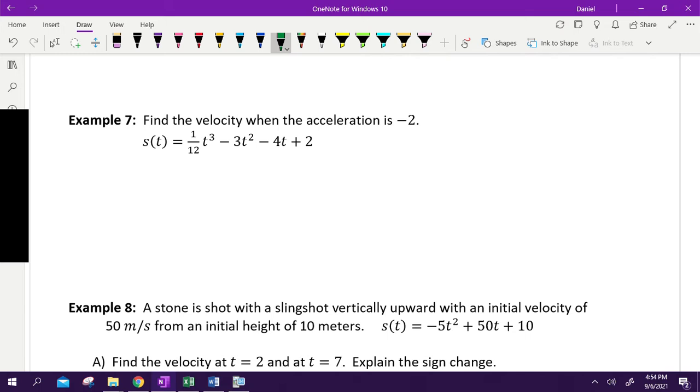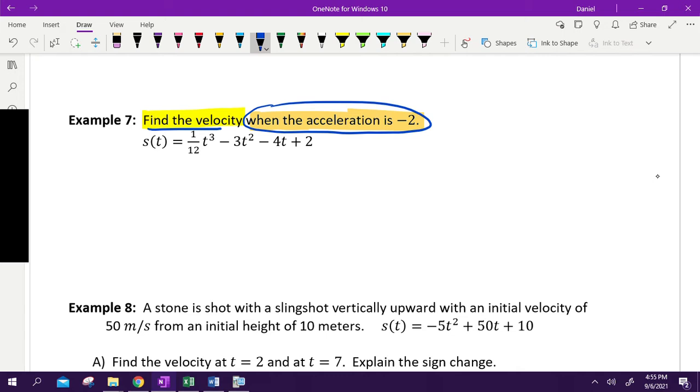All right, let's pick up these notes where we ended on Friday. I think everybody got to the same spot, so we should be good to go. Find the velocity when acceleration is negative 2. So this is our ultimate goal. This is when it is happening.